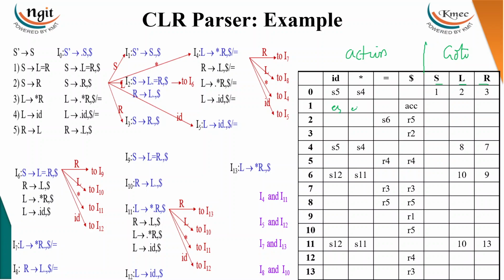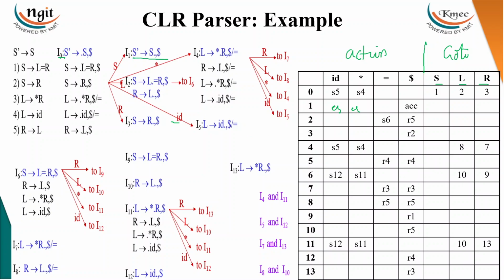In I0, on capital S, we are going to 1. On star, we are going to S5 (terminal, so shift S4). L goes to I2, no need for an action. On ID, I5. So in I0 on ID, you write S5, like that. Just mention it. Now let me go through one complete item.